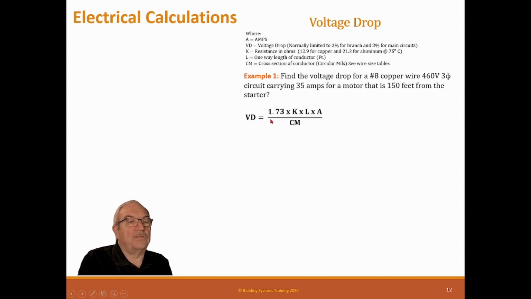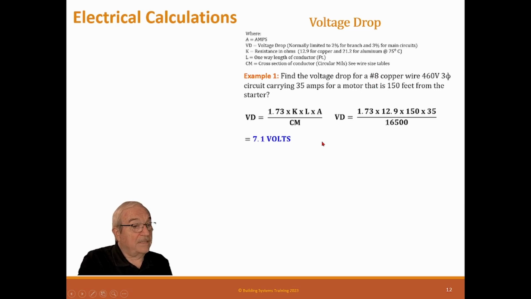So we got voltage drop equals 1.73 times K times L times A. So it's 1.73 times 12.9 for copper wire times 150 foot length times 35 amps. So that's the amps over 16,500. So it's number 8 wire, and if you look it up on that table in the last sheet, 16,500 is the circular mils for number 8 wire, and it comes up to 7.1 volts.